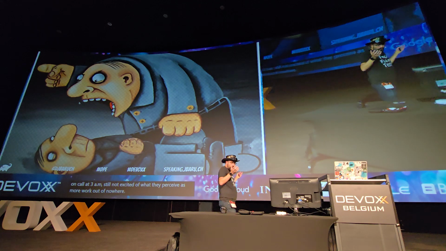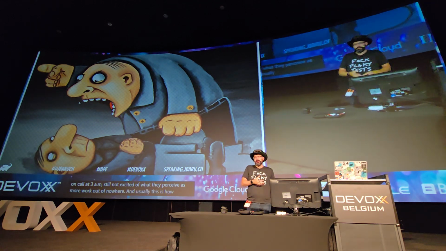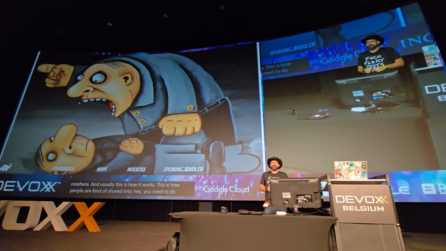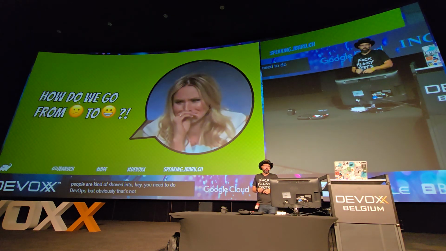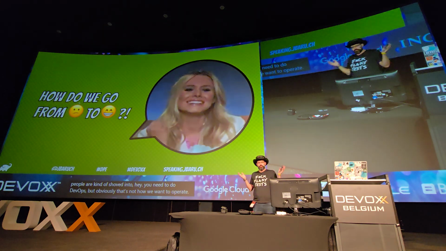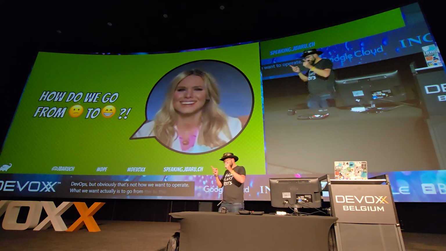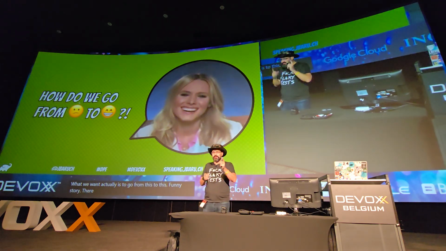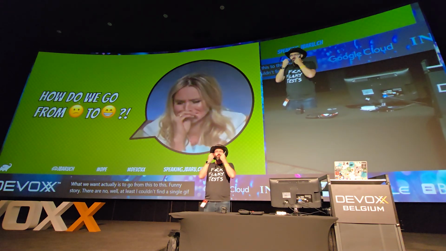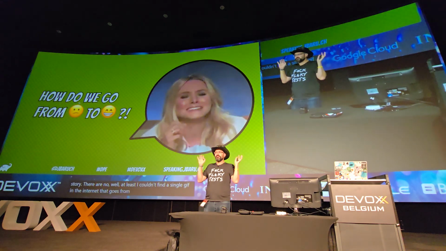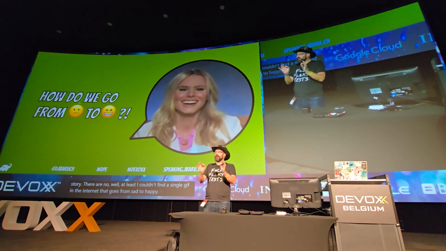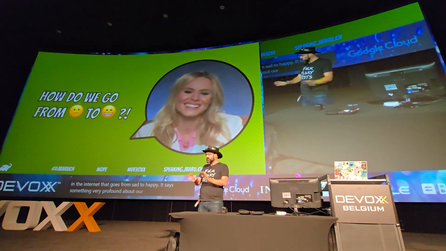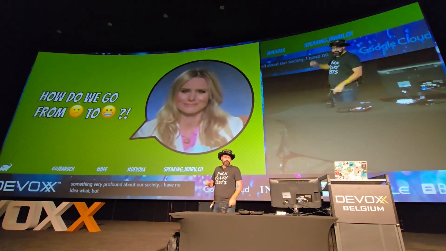And usually this is how it works. This is how people are kind of shoved into, hey, you need to do DevOps, but obviously that's not how we want to operate. What we want actually is to go from this to this. Funny story. I couldn't find a single GIF on the internet that goes from sad to happy. It says something very profound about our society. I have no idea what, but I had to reverse the video to make it happen.